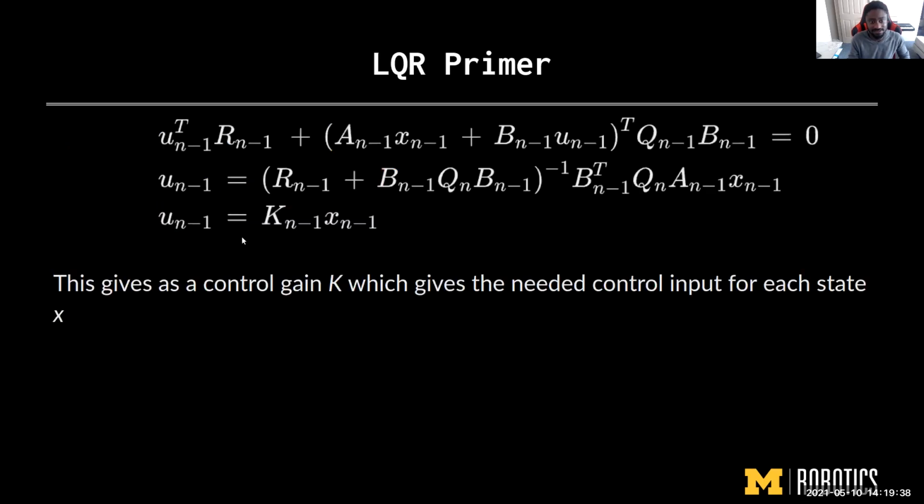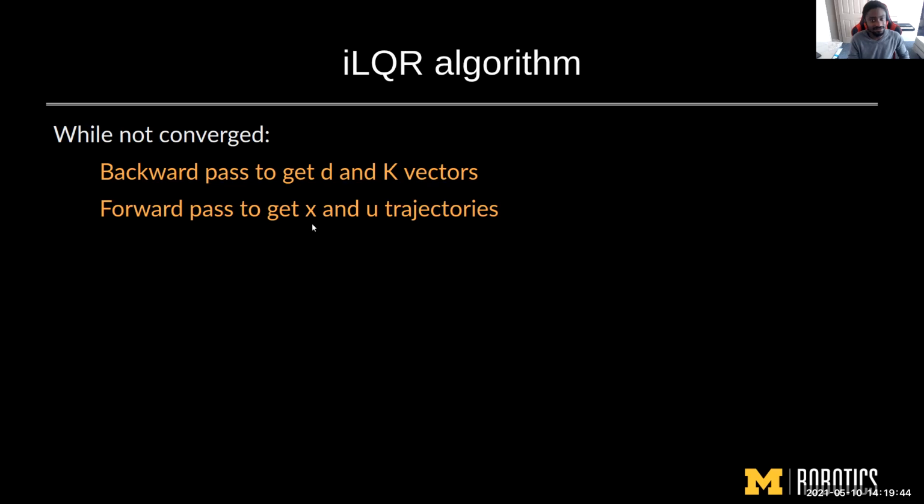That's basically performing this expression, that's u is equal to k times x. Do this for the entire trajectory, that's the forward pass. And then we get some x and u's. Once we get those x and u's, we check for convergence. If we haven't converged, we repeat the whole thing again.